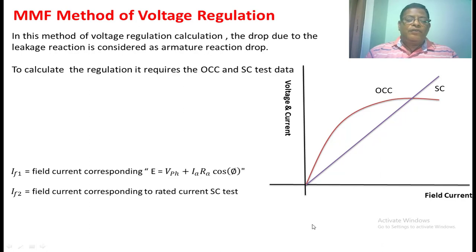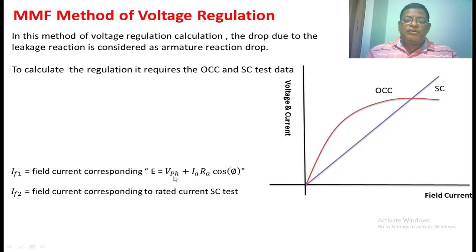After drawing this graph, you have to find the per phase induced voltage, that is V phase plus IA RA cos phi. IA is nothing but the stator current or the armature current at which we have to find the voltage regulation. Cos phi is nothing but the power factor at which we have to calculate the voltage regulation. All these values are available in the numerical. You can find the per phase induced voltage.